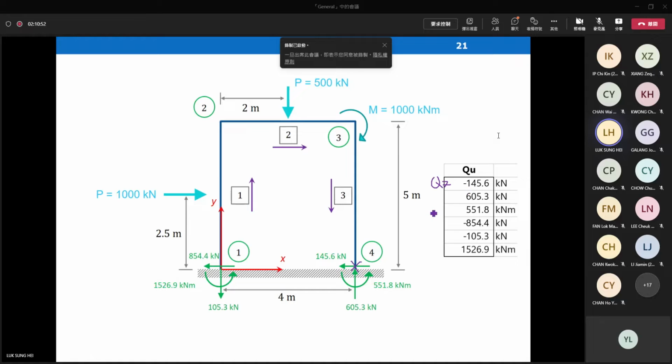The force is negative. Negative force means it's pointing to the left. Q7 is pointing horizontally to the left. Q8 represents the force along direction 8, which is the vertical direction, at node 4. Positive, so the force is going up. And then Q9 represents the moment. It is a positive moment, and positive moment means it is an anti-clockwise moment.